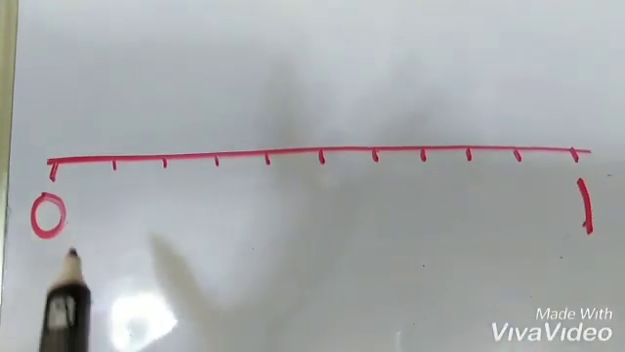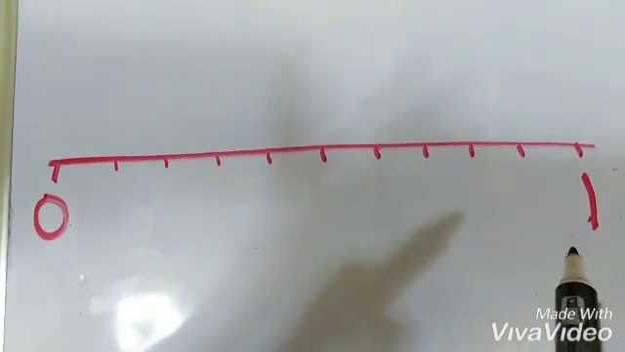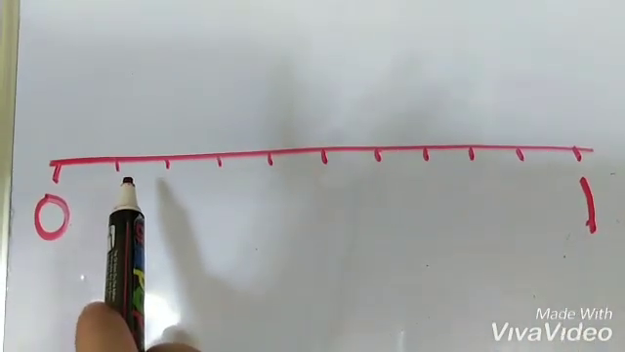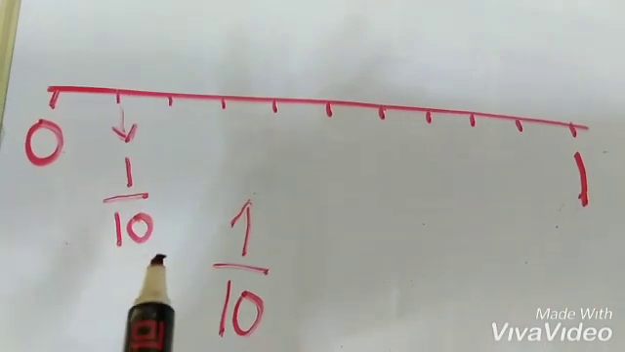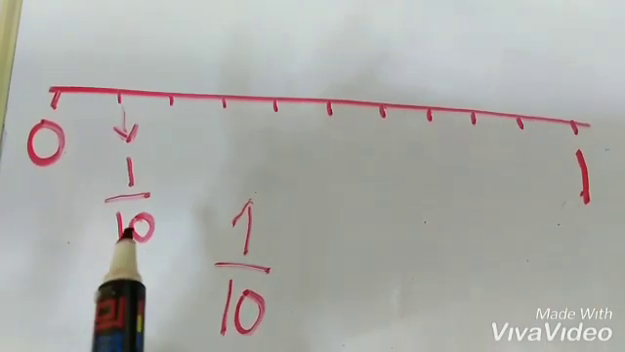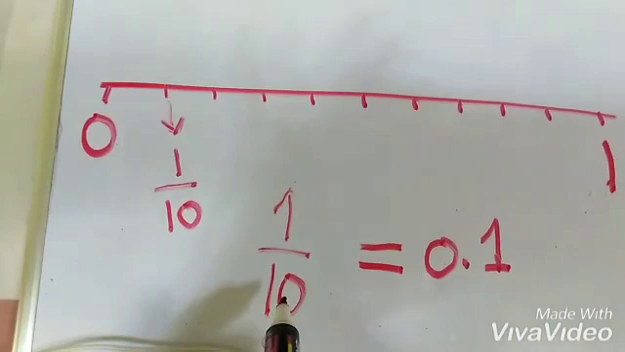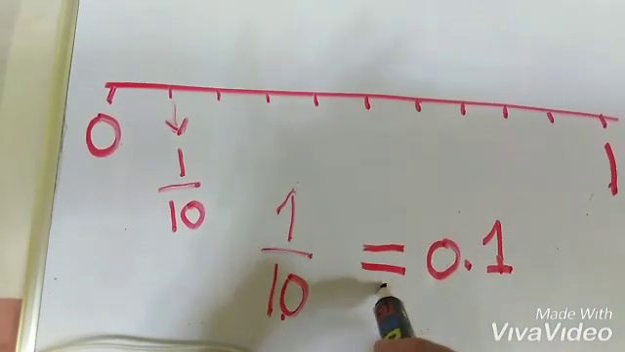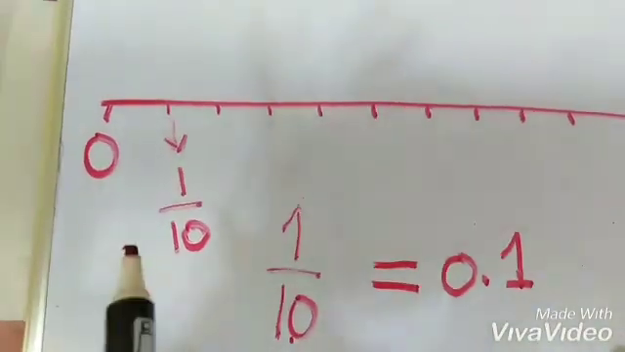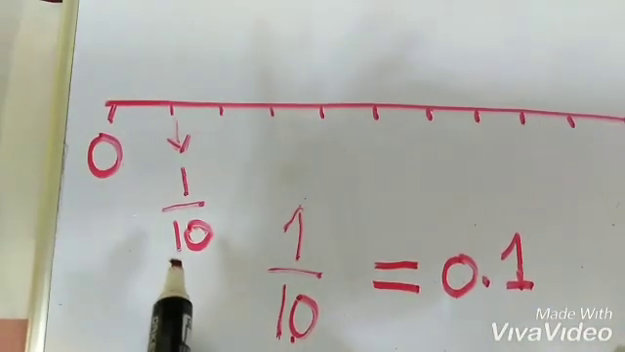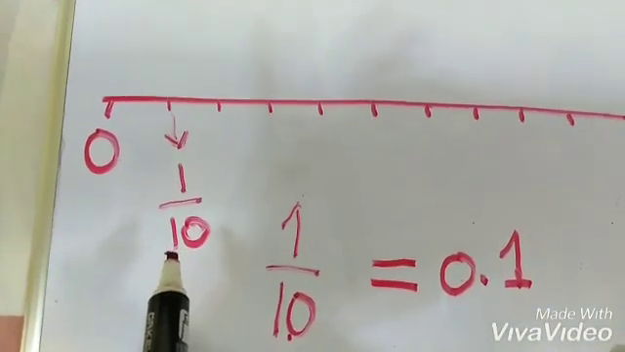Also, we can use the number line to show the fraction 1/10 or the decimal 0.1. I divide the distance between number 0 and 1 into 10 equal parts. The first line after the 0 shows the fraction 1/10. And we know that 1/10 is the same as 0.1. So this line also shows the number 0.1.